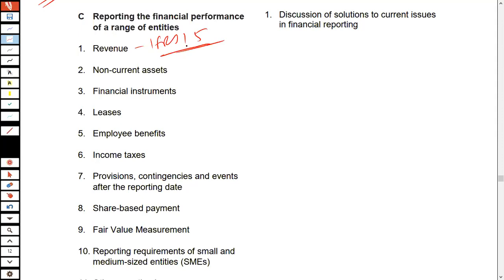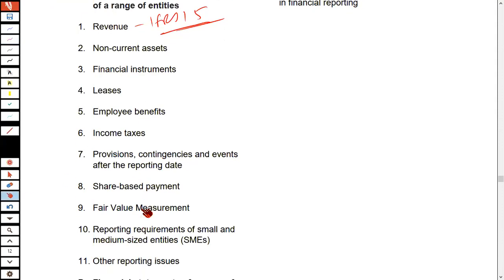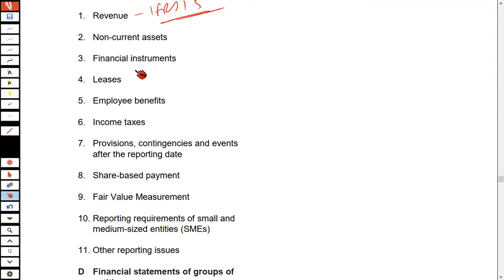Okay, now let's move a bit forward and discuss further. So you see, there are different accounting standards that are examinable. Since you do understand that this is the final reporting paper, almost every single accounting standard is examinable.